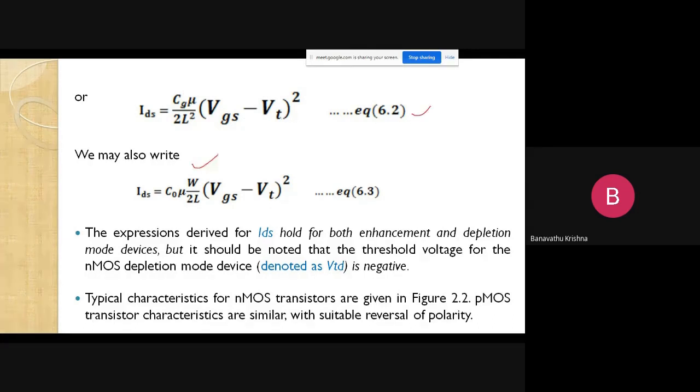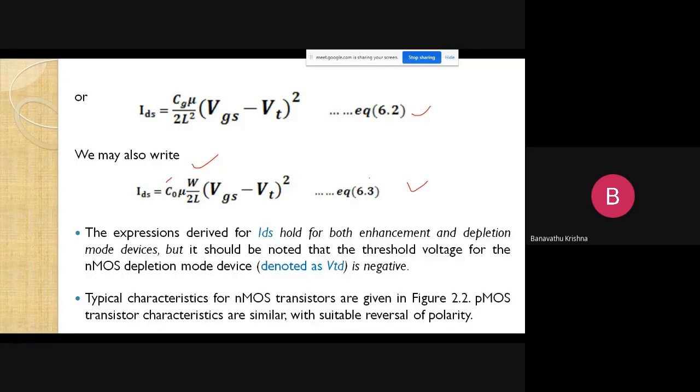We may write also in terms of Cg, in terms of C0, okay, gate capacitance. So IDS equals C0 into mu into W by 2L, that is (Vgs minus Vt) whole square. This is equation number 6.3. So equations 6.1, 6.2, 6.3 are the alternative forms of equation 6.